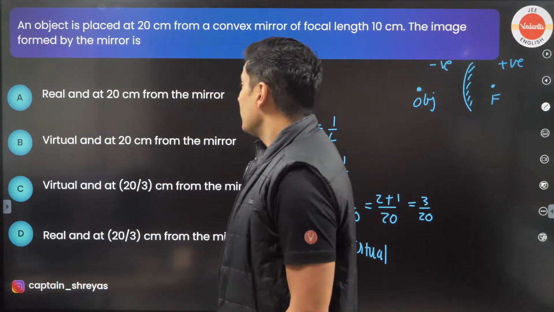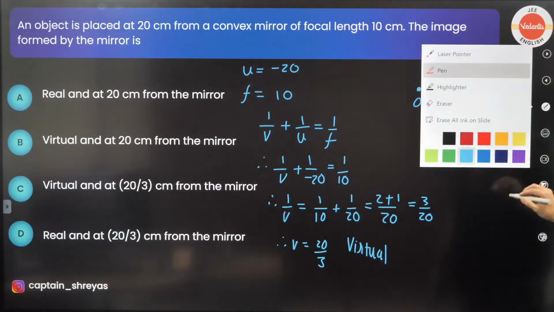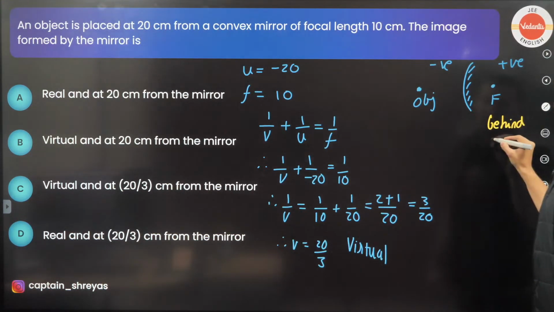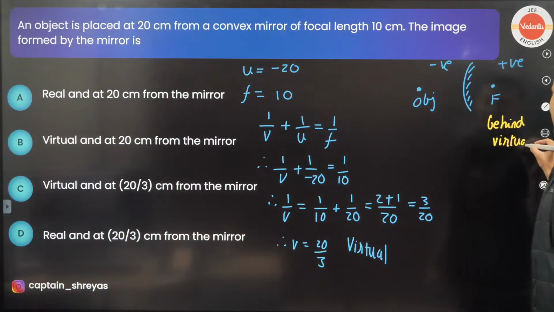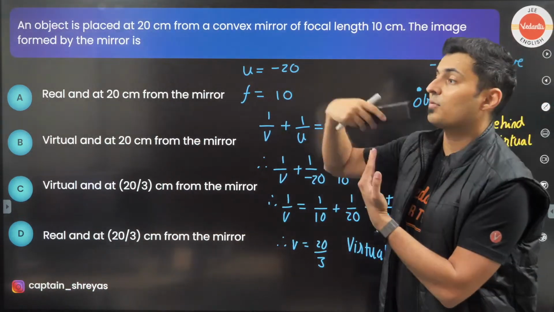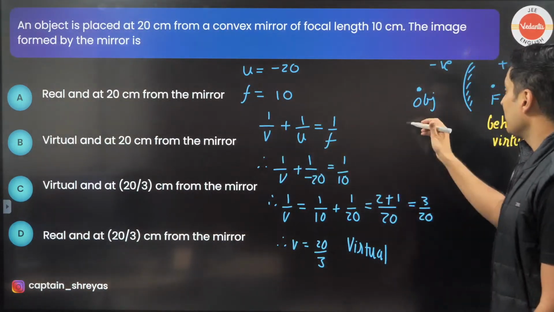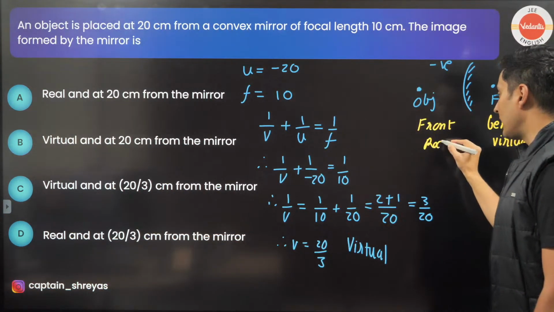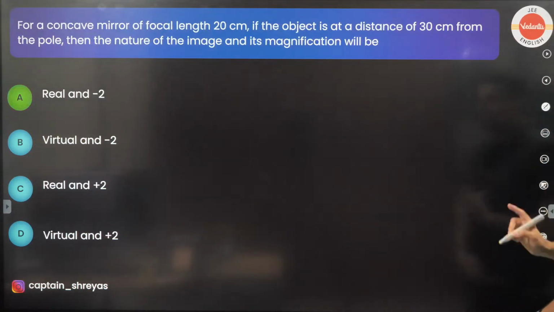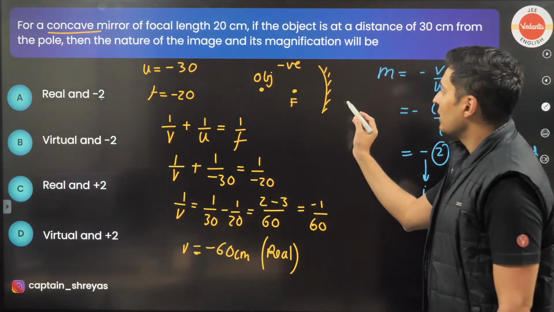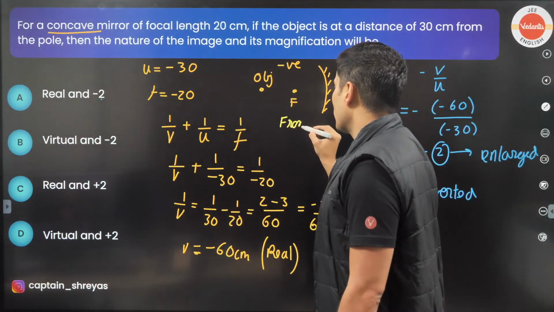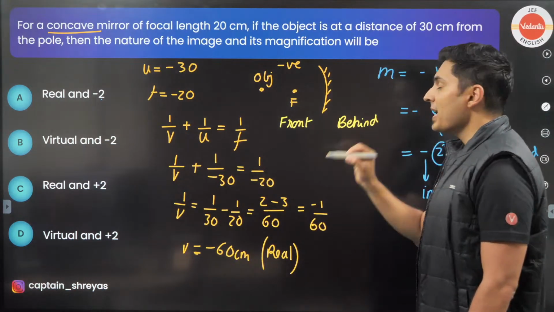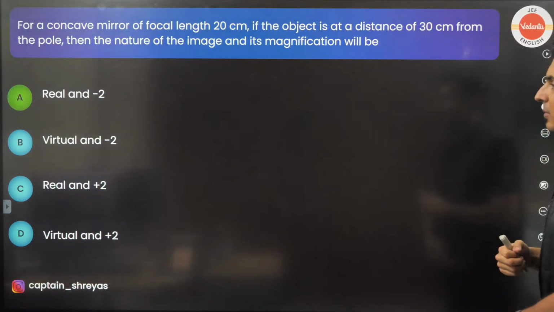Why real, sir? See, when you have a mirror, whenever it is behind, understand this. Whenever you are behind a mirror, it is basically virtual because you are seeing it inside the mirror. Like when you see your face, the image is formed behind the mirror. And this in front of the mirror becomes the real side. So that is why this is virtual. In the previous problem, you can see it is formed in the front. So that is the reason why it is real. If it was formed behind, then it will be a virtual image. I hope this is clear, bacha log.